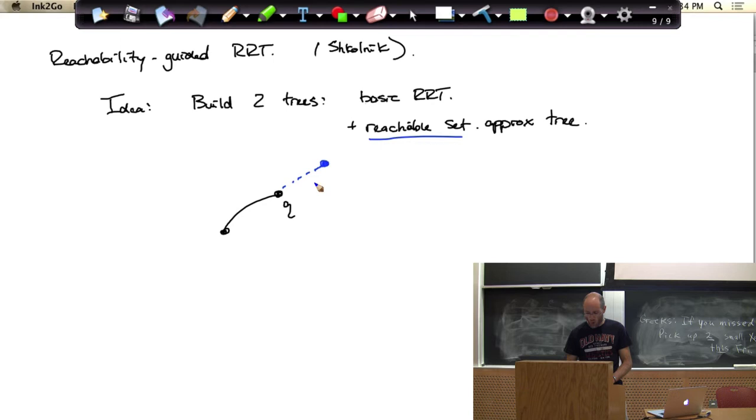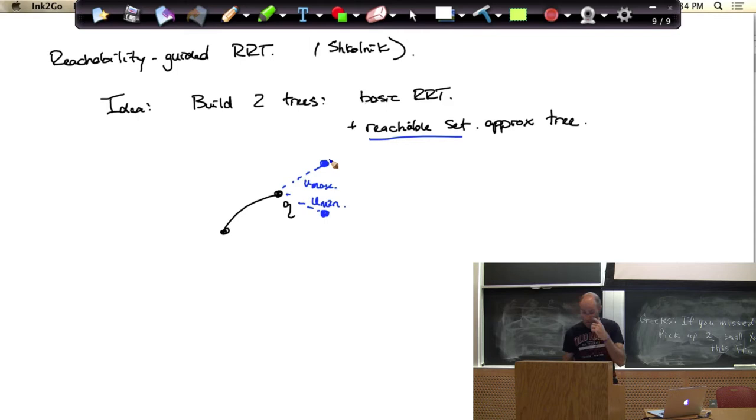Think of it in one dimension, one actuator space. Let's say he applies U max to get one set of the reachable set and U min to get another, the other extreme of his reachable set, okay? And he'll just add these two points to the reachable set tree, okay? And then the algorithm was very simple.